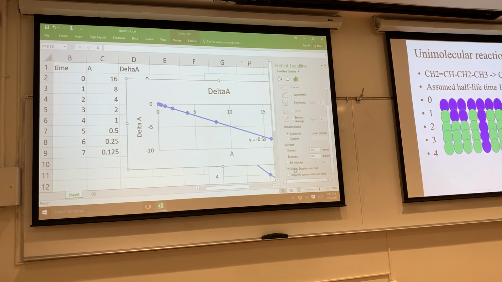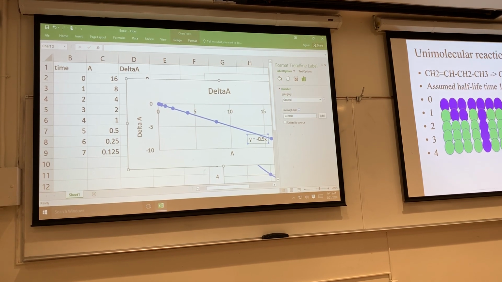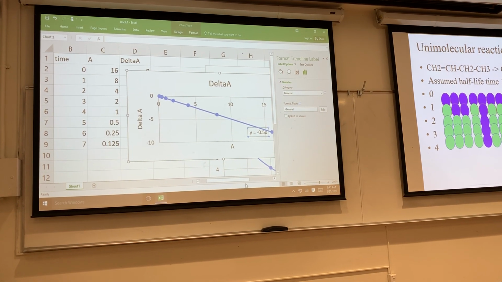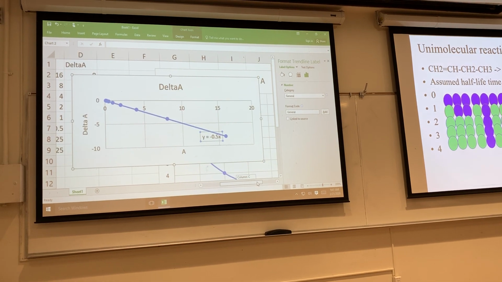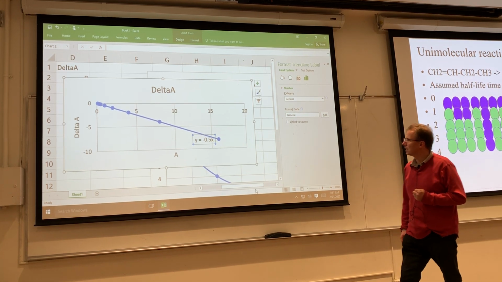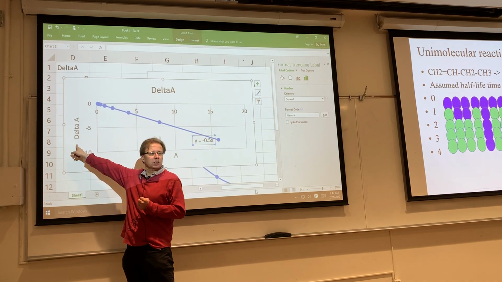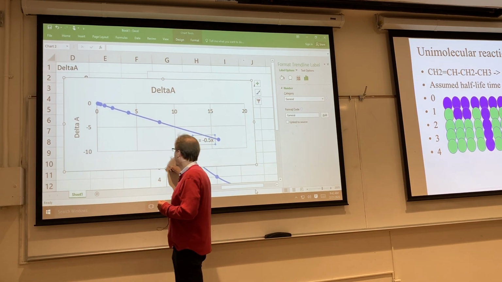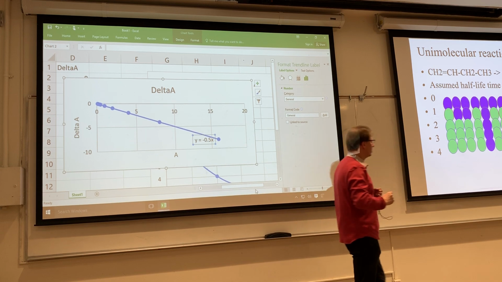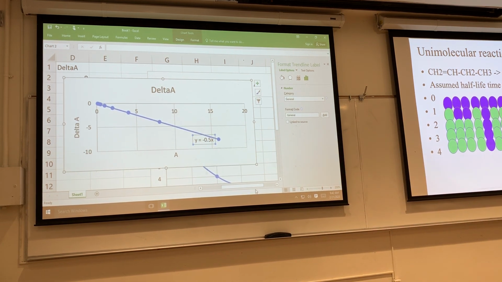Let's put the equation of the plot as well. And there we get 4.5 out of it. So we can get our half-life time back. So y is here the change of the concentration. X is the concentration. And the whole thing is a function like that.